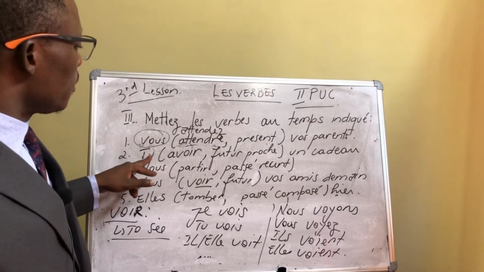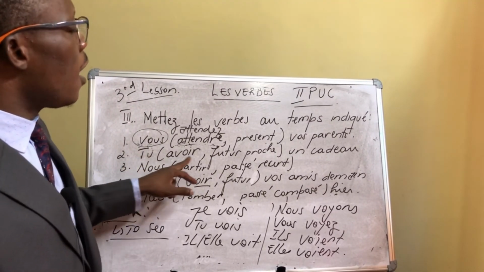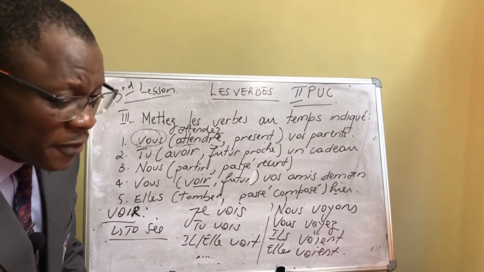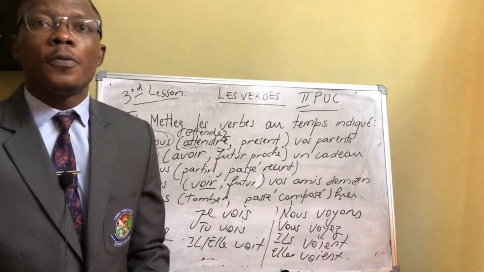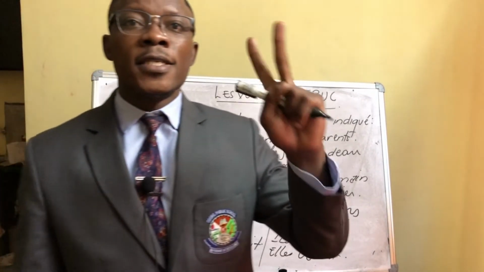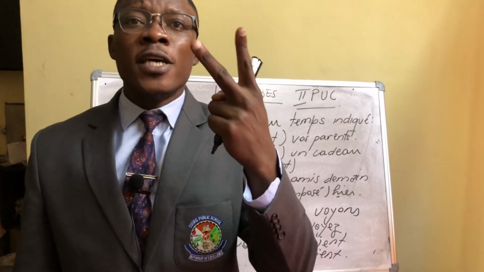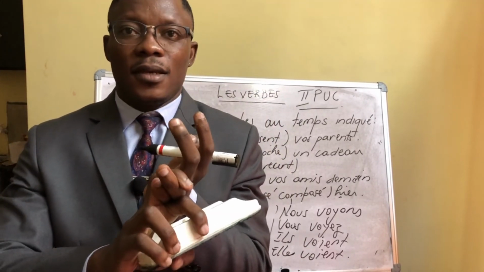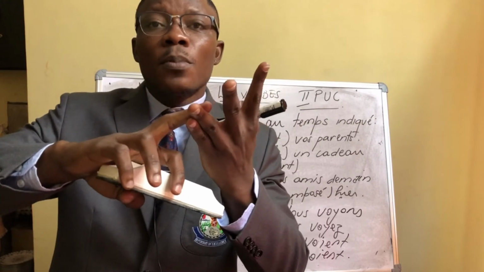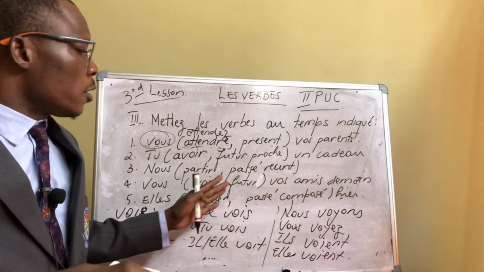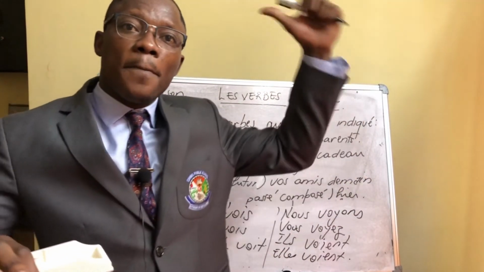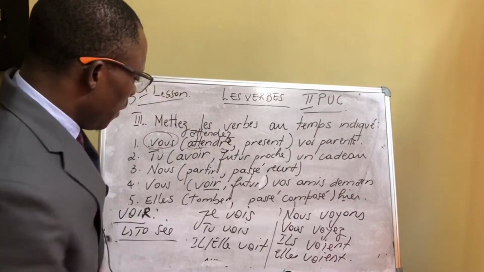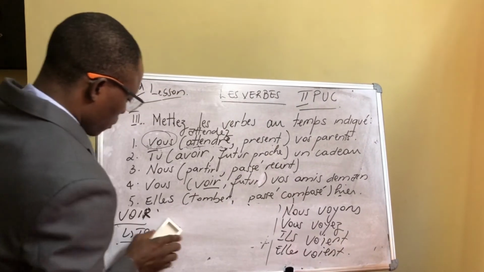Then the next one is tu avoir futur proche. Okay, let me explain again this one. Before all 3 verb groups, we have 2 base groups. The 2 base groups we have are avoir and être. These avoir and être will help all 3 group verbs to get the past tense and future tense. So the first one here I have is avoir.